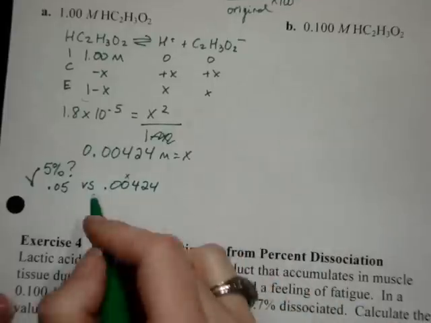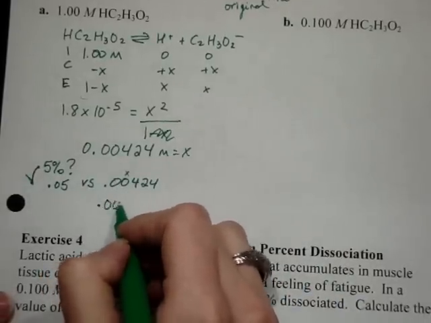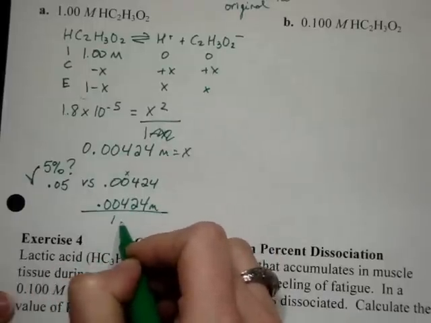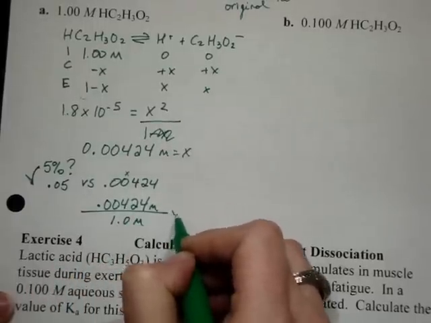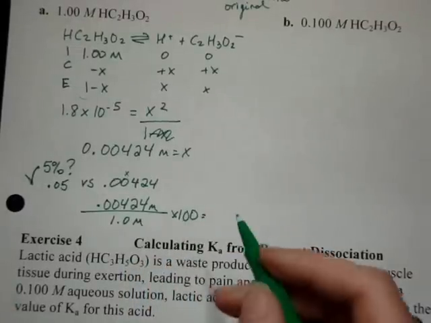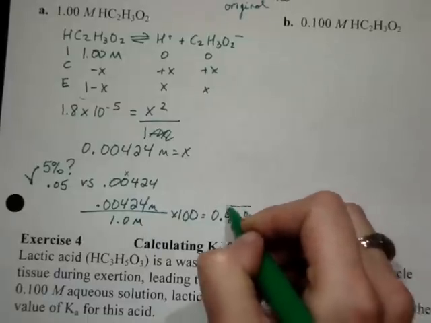So then I can say I've got the dissociated amount, which is the 0.00424, over the original 1 molar times 100. So I get 0.42% has dissociated.